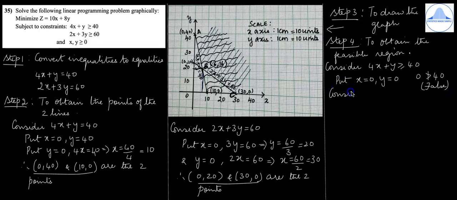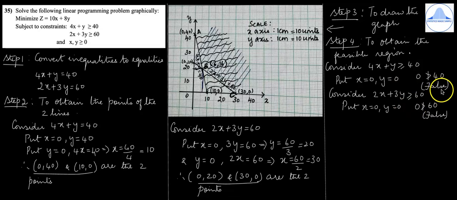So similarly, take the next inequality. Consider 2x plus 3y greater than or equal to 60. Again, put x equal to 0 and y equal to 0. So you'll get 0 on the left hand side and you have 60 on the right hand side. 0 is not greater than 60, so you write false. So now we have to do the shading part in the graph. So for both the equations, we got the condition as false. So whenever you get false, you have to shade away from the origin. That means on top of the line.